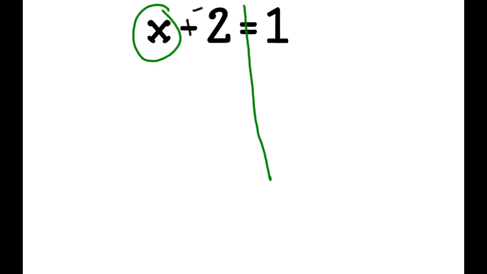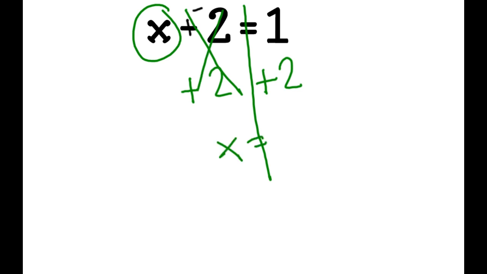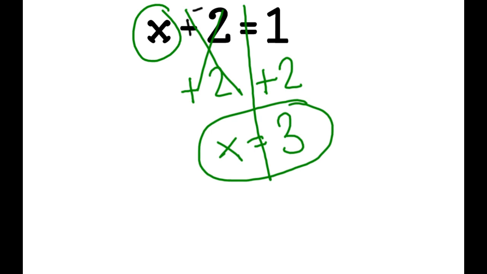Then I ask myself, what would I add to get negative 2 to become 0? I would add its additive inverse. So I would add a positive 2. And what you do to one side, you must do to the other. So you add 2 to both sides. These cancel out, and I'm left with x equals 1 plus 2 is 3. So I circle it, and that's my answer.